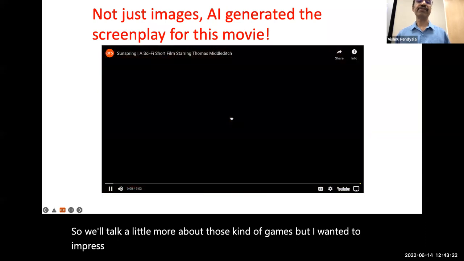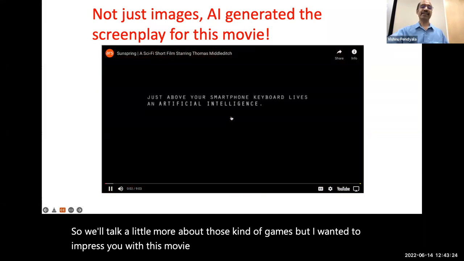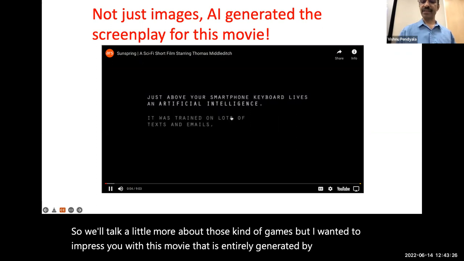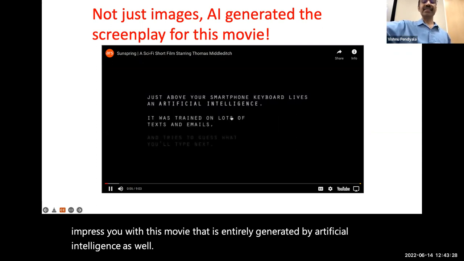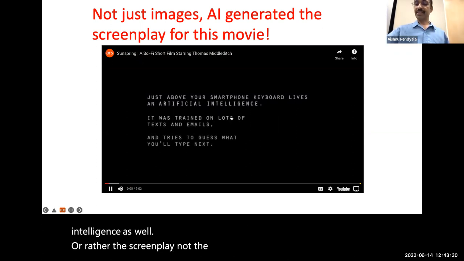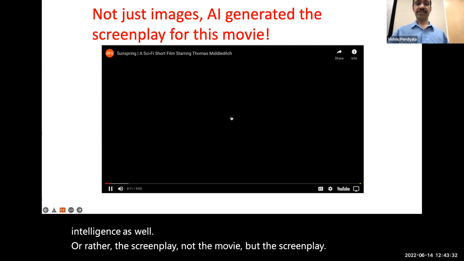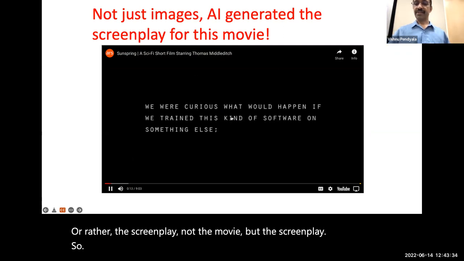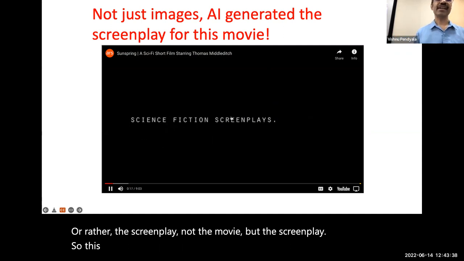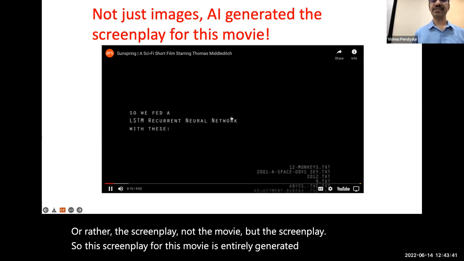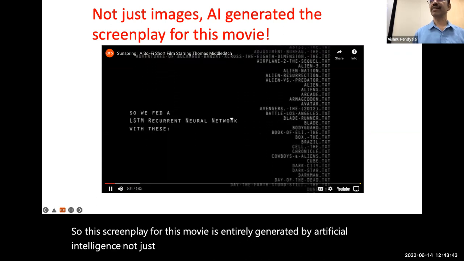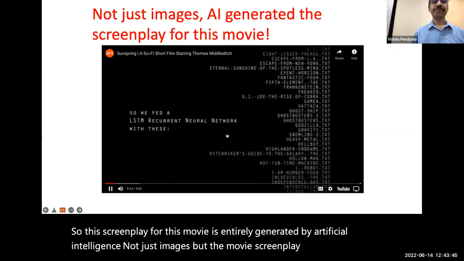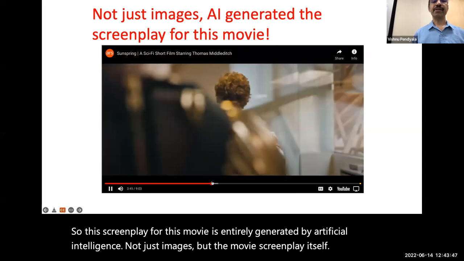We'll talk a little more about those kinds of GANs, but I wanted to impress you with this movie that is entirely generated by artificial intelligence as well. Or rather, the screenplay, not the movie, but the screenplay. So the screenplay for this movie is entirely generated by artificial intelligence, not just images, but the movie screenplay itself.